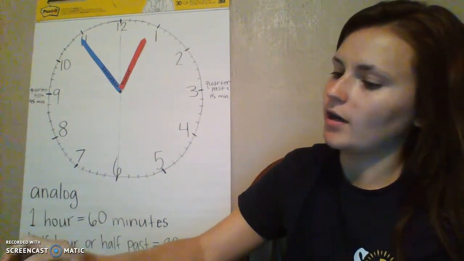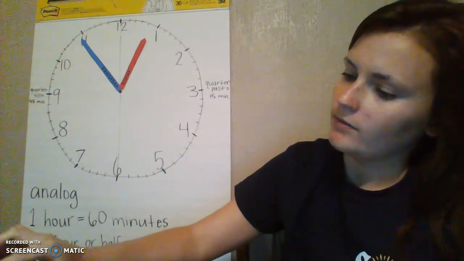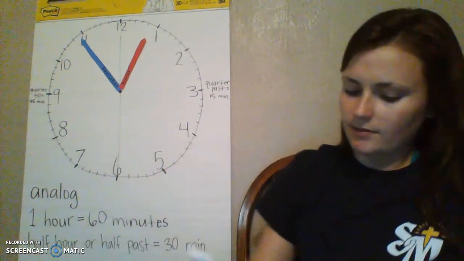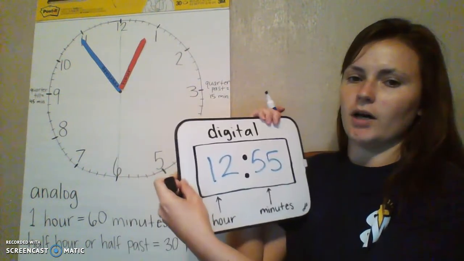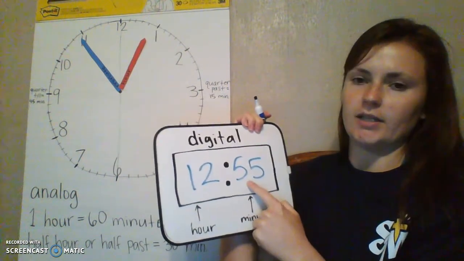So my digital clock will look something like this. The hour is 12. It is 55 minutes past 12.